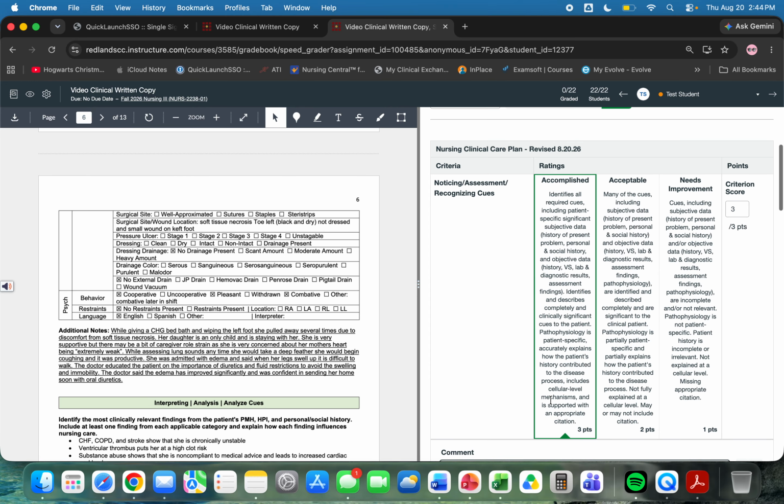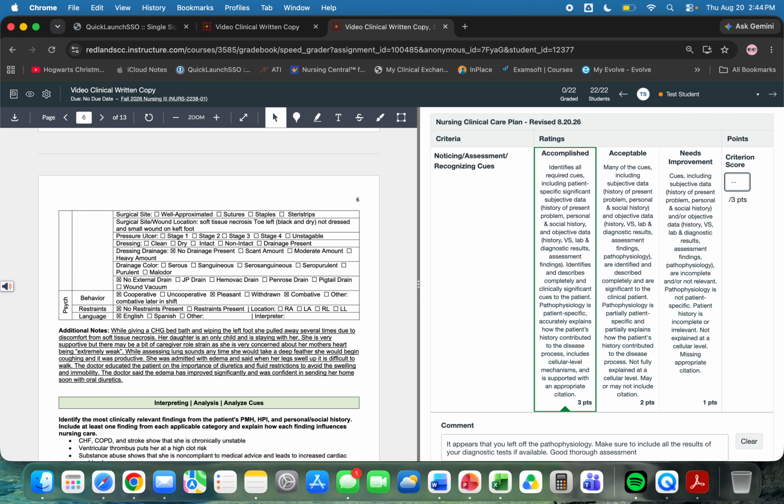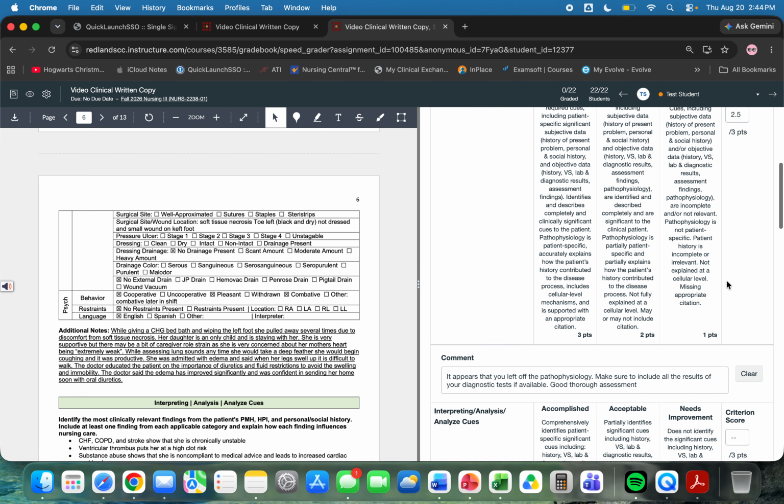So again, the only thing I really could pick on in that section for this student is it appears that they left off the pathophysiology, and so I might take like a half a point off just for today. We'll just say that, like, you can do that. You can also take a half a point. It doesn't have to be a whole point, so just keep that in mind, okay?